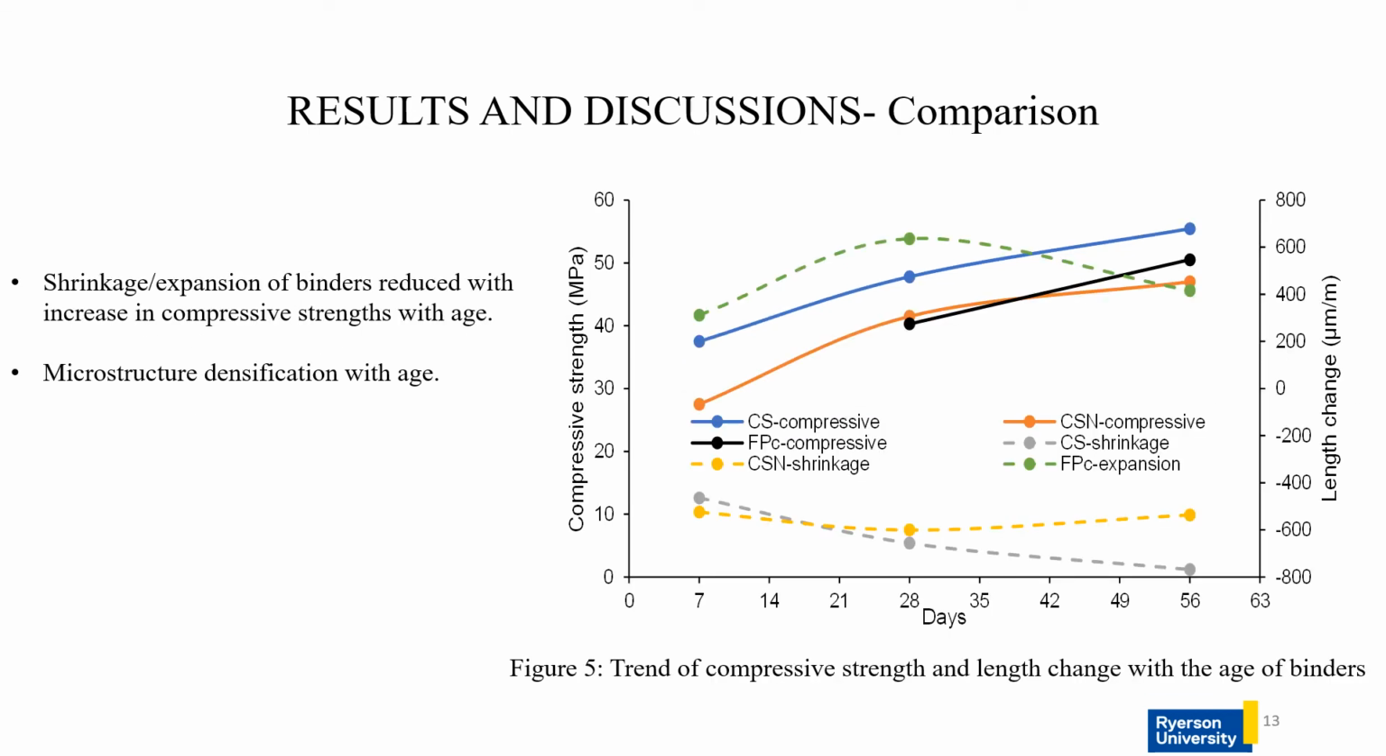The shrinkage and expansion of binders reduced with the increase in compressive strength with age, which is a result of the continuous development of reaction products, leading to the densification of the microstructure with age.